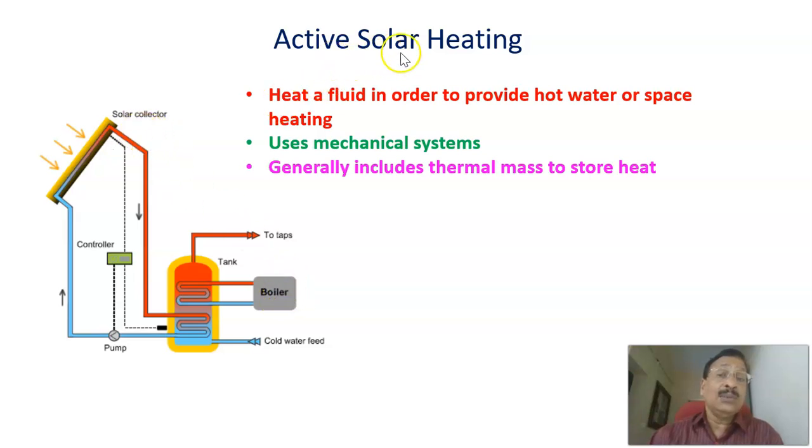Therefore, this is an active solar heating system, in which we are using a mechanical pumping mechanism. That's a controller of this pump. That is why it's called an active solar heating system. It heats a fluid in order to provide hot water or space heating, uses a mechanical system, that is a pumping mechanism, and generally includes thermal mass to store the heat. Therefore, this is a schematic diagram of an active solar heating system.